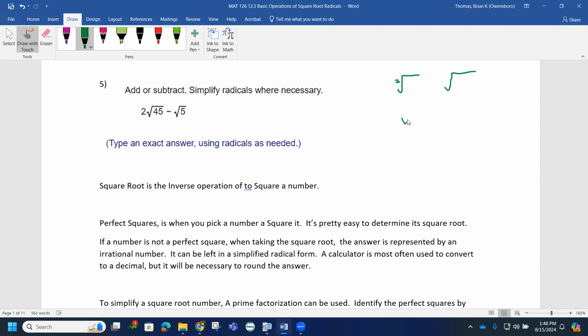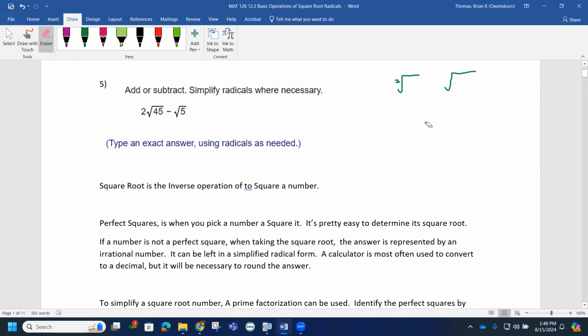Now, if I have this symbol here, this is the radical symbol, but if I do this, this now becomes the cube root. And I could continue doing that on and on and on. So this is the radical symbol, but if I put a 4 there, this is now called the fourth root. So what we're working with are what we call square roots.